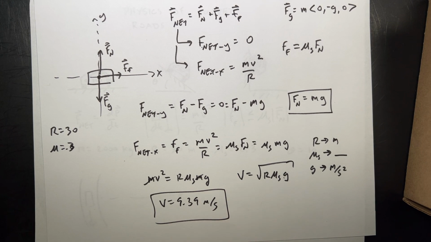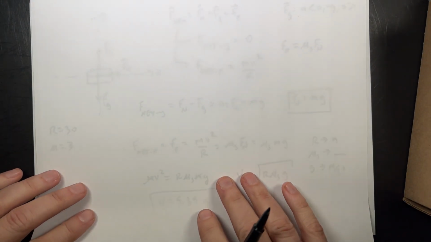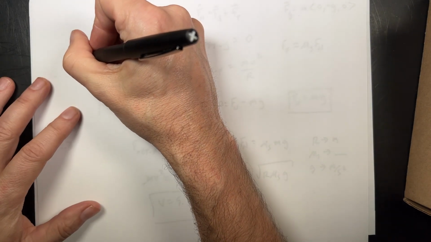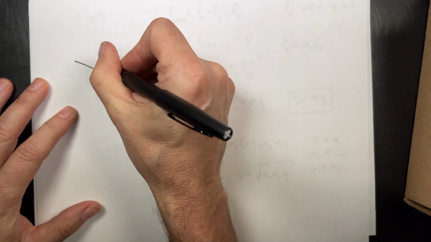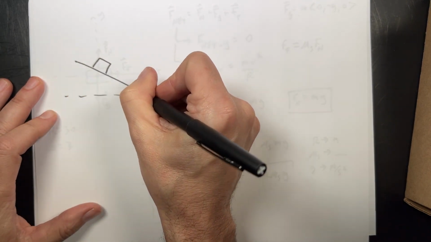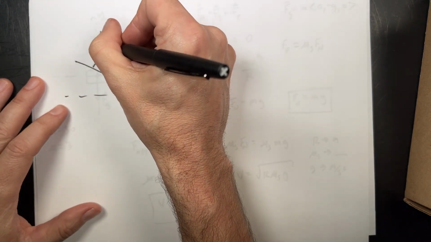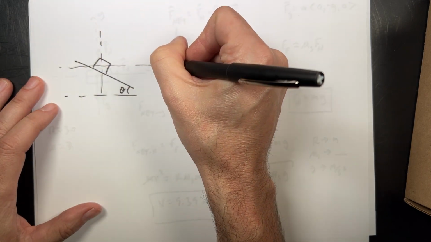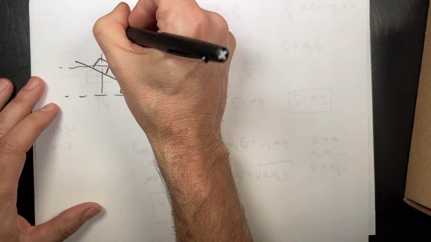Okay, now let's go to our banked curve. Let's do the exact same thing. I'm going to start with the free body diagram. Now, in this case, I actually am going to draw the road right there. There's my car. And this is the angle theta, which is 10 degrees. And then I'm going to draw my x and my y axis like that.